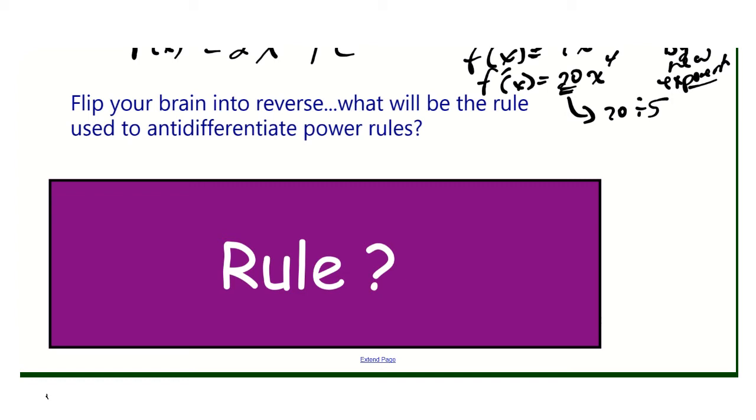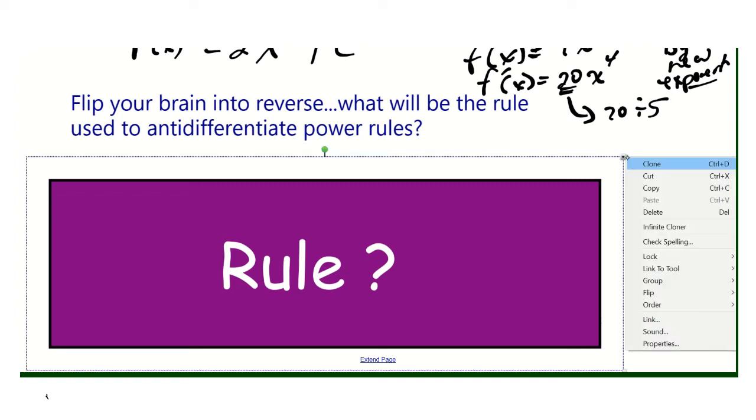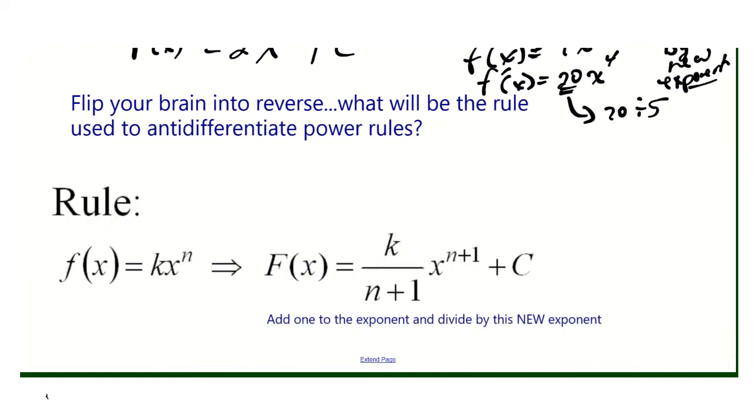Okay, if I try and put that into a nice formal rule, with notation, here is a way to undo power rules. If you get some constant and then x to the power of n, to undo that, we are going to add 1 to the exponent. It was n, now it's n plus 1. We're going to take our original coefficient and divide by the new exponent. Here it is in words down here. Add 1 to the exponent and divide by this new exponent. That is how we anti-differentiate power rules.